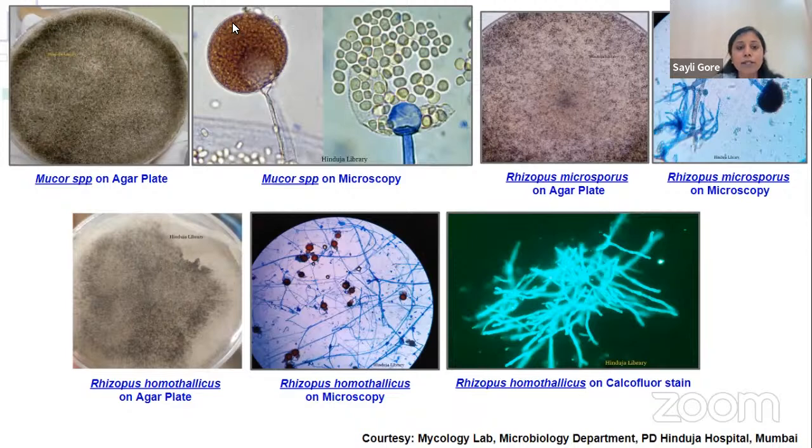Over here you can see they appear like a bulb-like structure, and they have spores on it and within them. And over here you can see Rhizopus homothallicus on agar plate and microscopy, and you can also see their mycelia on the calcofluor stain.